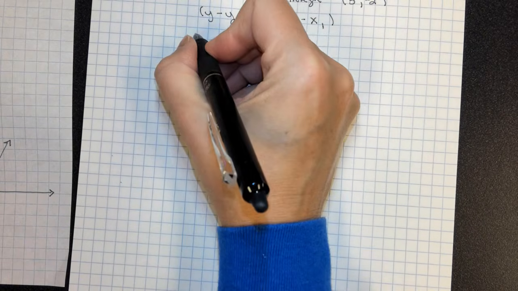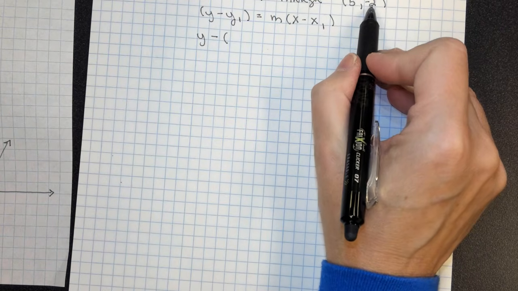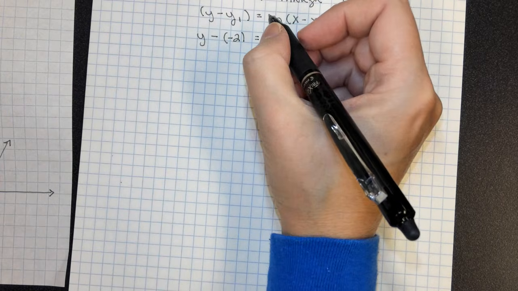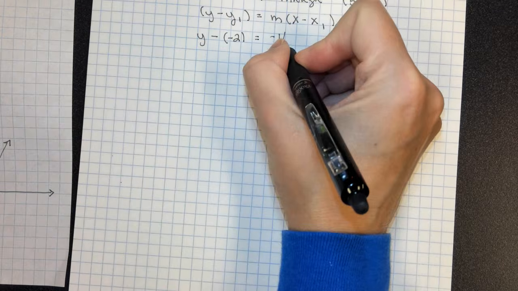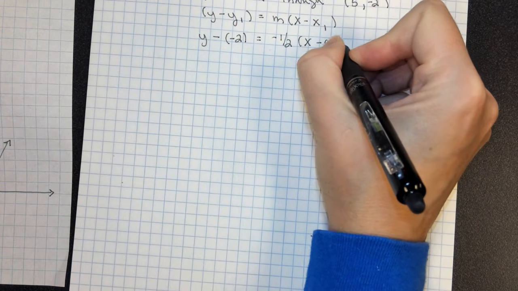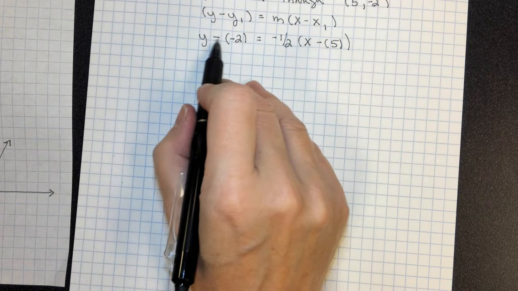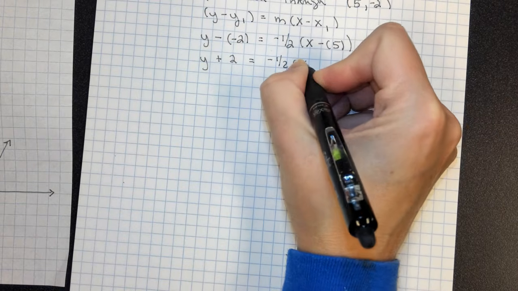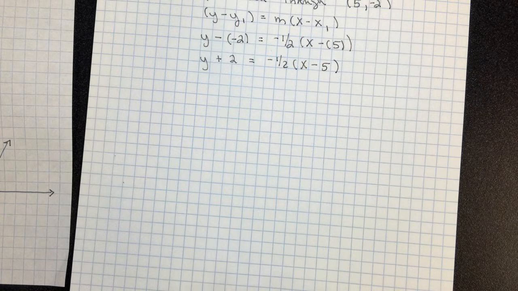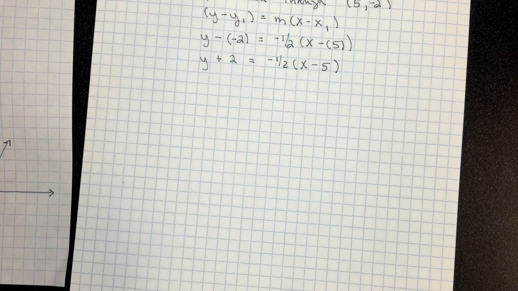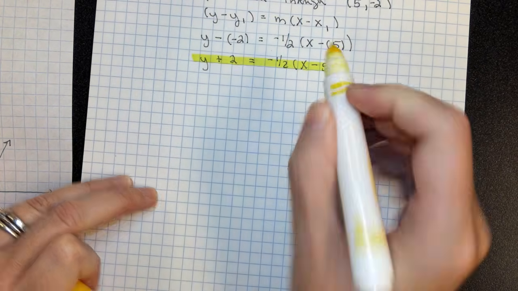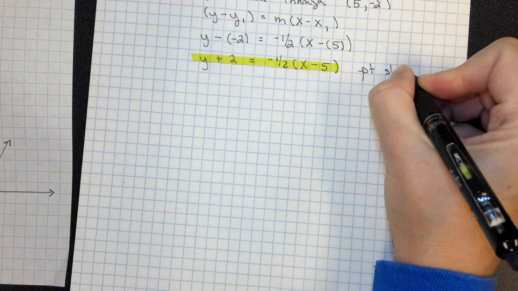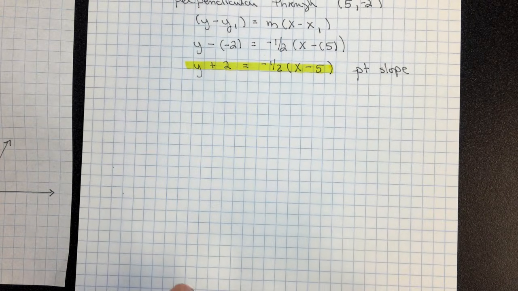So I'm going to come in and I'm going to say y minus y1 is -2 equals our slope from the other page, -1/2, x minus 5. I'm going to go through and simplify what I can. So I have y plus 2 equals negative 1/2 (x minus 5). Now, what's important here is this step is the point slope equation. So if I needed to leave something in point slope, this is the equation I'm going to use. But I'm going to keep moving on.